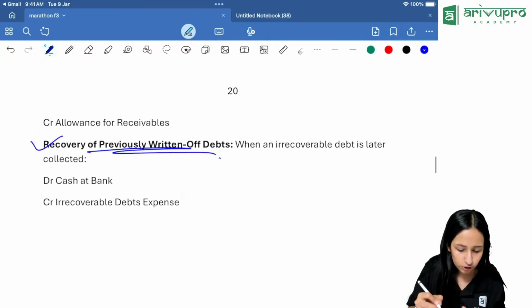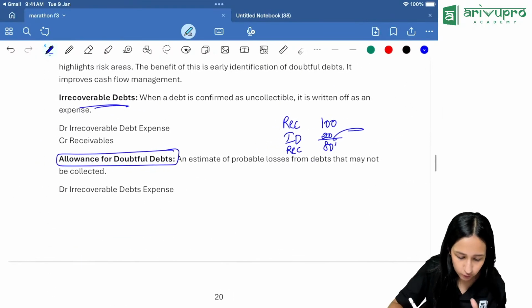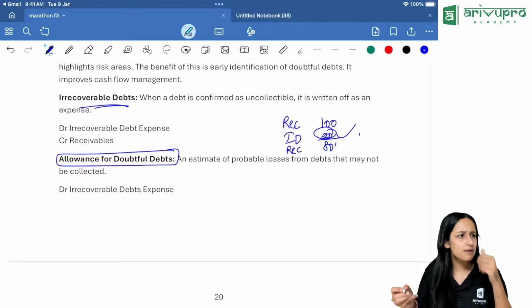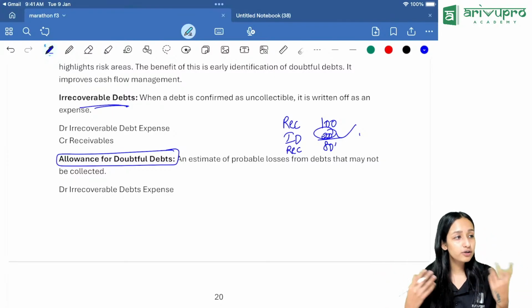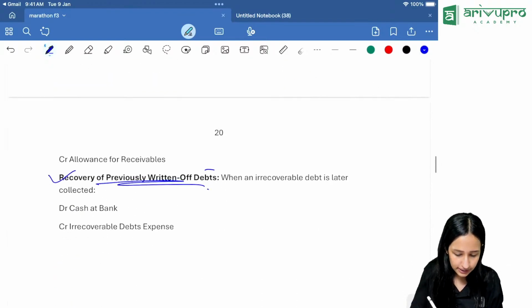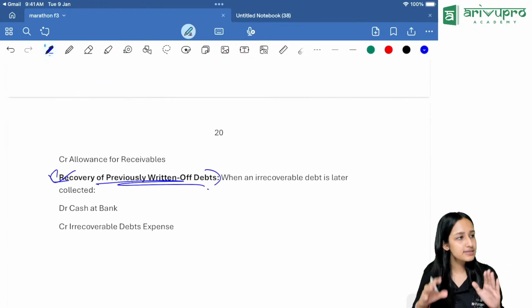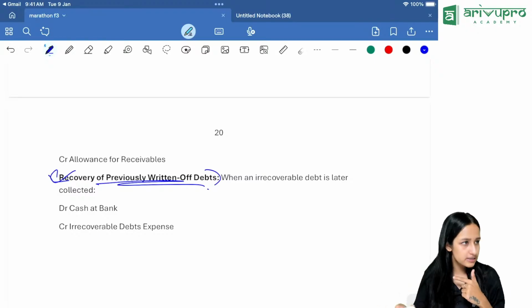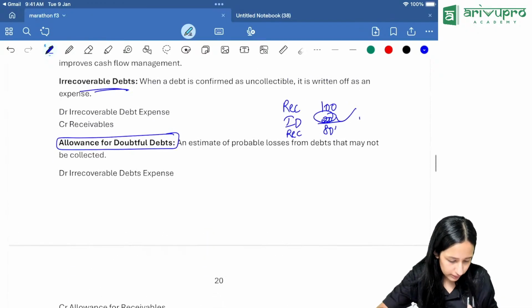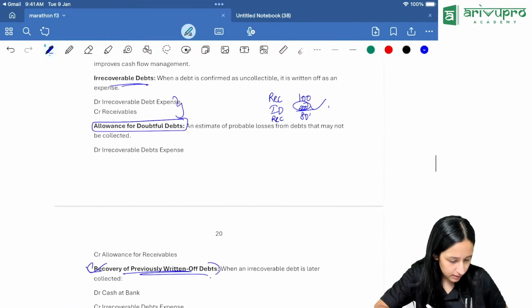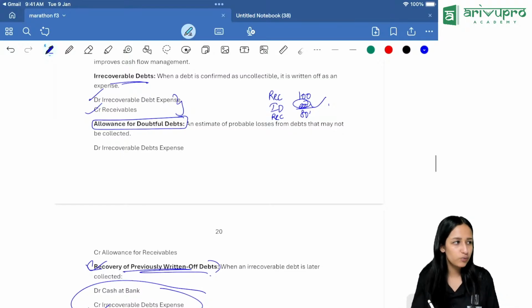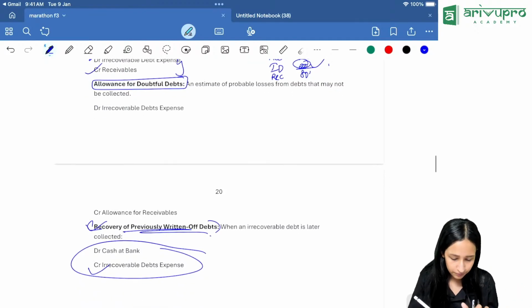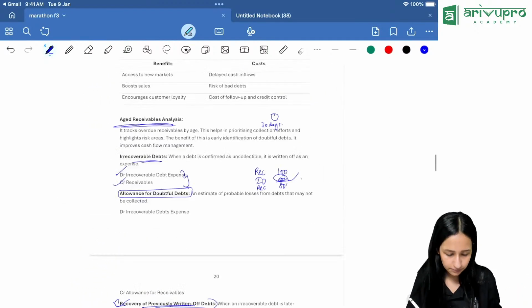Recovery of previously written off debts. Now we had written off this $20, right? But because of some happy news, maybe you did something great in your life and had to be rewarded, you are getting it back. So when something like this happens, we'll need to reverse it. Here you can see what we did. It was irrecoverable debt expense debit and credit receivables. We will credit back the irrecoverable debt expense because it's not an expense to us anymore. We are getting the money. Okay, and cash at bank, right?